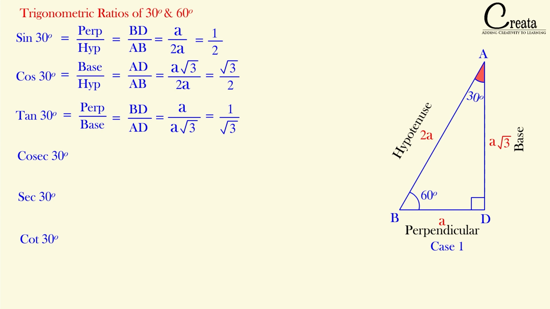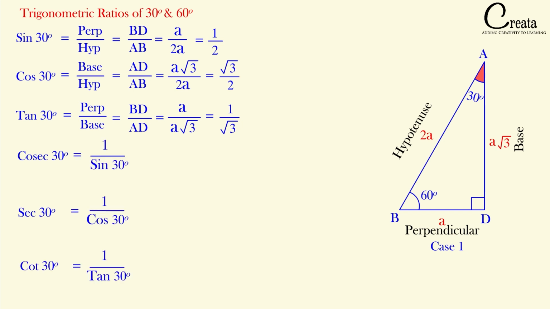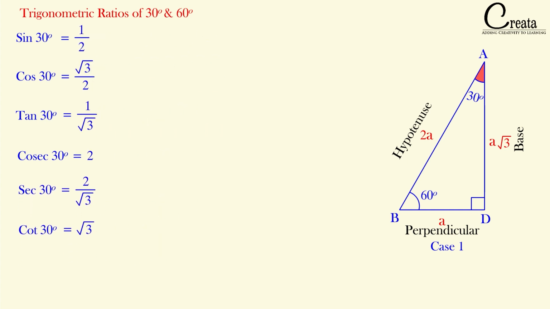Okay. Once we got sin, cos and tan, we can easily find cosec, sec and cot as the reciprocal of sin, cos and tan. Sin 30 degree is 1 by 2, so cosec 30 degree will be equal to 2. Cos 30 degree is root 3 by 2, so sec 30 degree will be 2 upon root 3. Tan 30 degree is 1 upon root 3, so cot 30 degree will be root 3. So we got all the 6 trigonometric ratios for 30 degree angle.